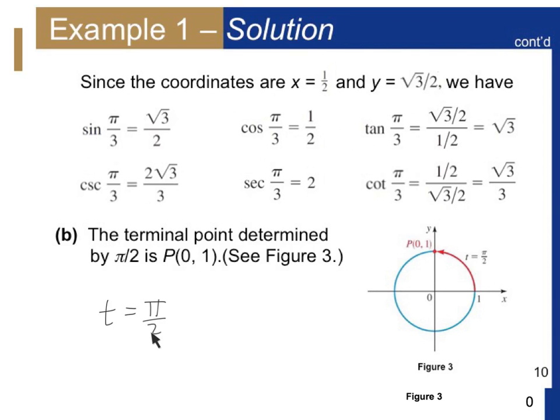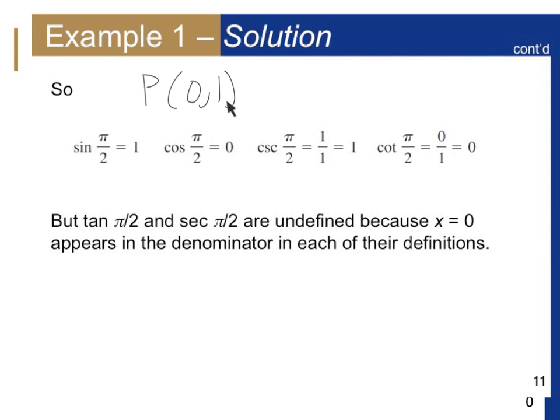Now for B, t equals pi over 2. Our terminal point is (0, 1). We're going a quarter of the way up the circle. So we can figure out our trig functions from that. Our sine is going to be the y, which is 1. Cosine of pi over 2 is going to be the x, which is 0.